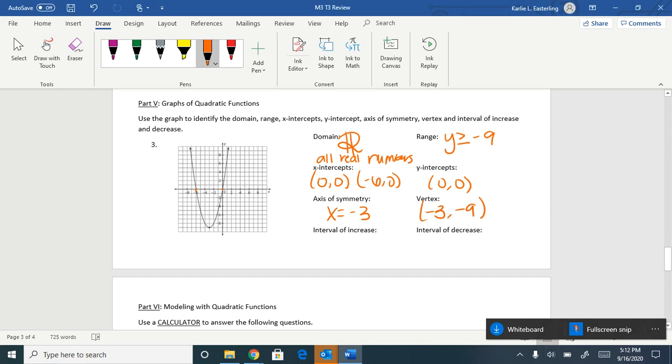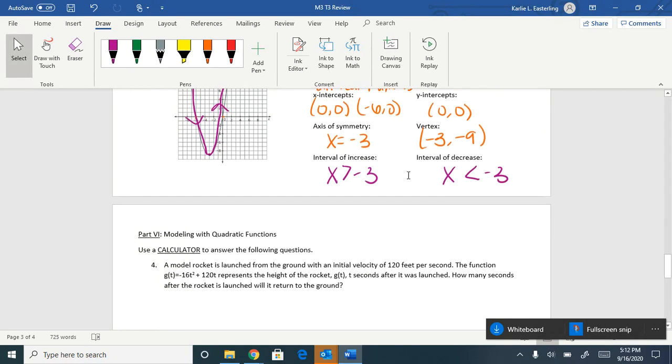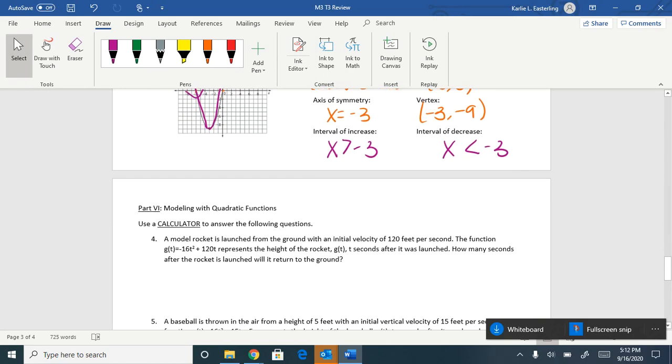Our interval of increase, so that's when we are increasing. How I like to think about it is if I were to put my pen up here and draw, I'm drawing down until I get to our turning point. And then at that point, I turn and go up. So we are increasing when x is greater than -3, and we are decreasing when x is less than -3. And we do talk about our x, our domain, when we're talking about increasing and decreasing intervals.